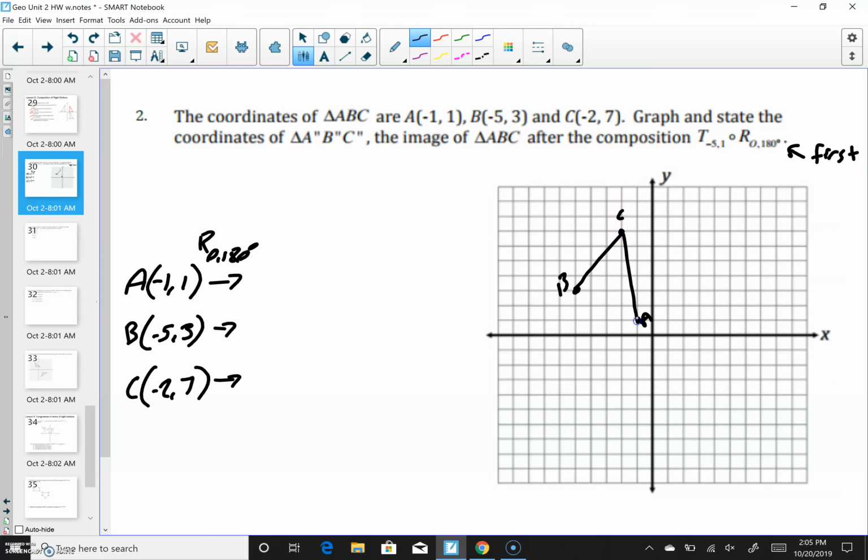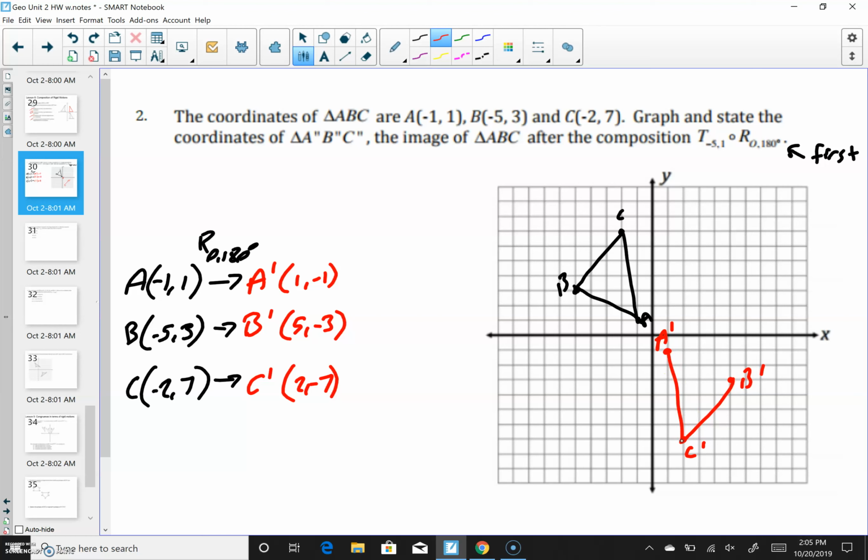We'll make our triangle. So for the next piece, we're going to end up with A prime, B prime, and C prime, and that's going to be our rotation. You could turn your paper, you could remember the rule, it's up to you. But we're going to end up with A at (1, -1), B at (5, -3), and C at (2, -7). So if I plot those points, 2, 3, 4, 5, (5, -3), and (2, -7). So there's A prime, B prime, and C prime.